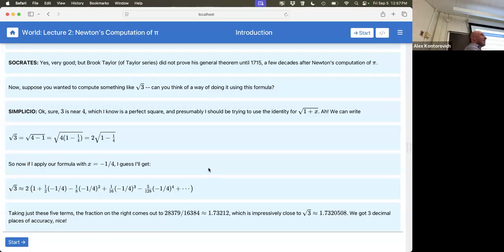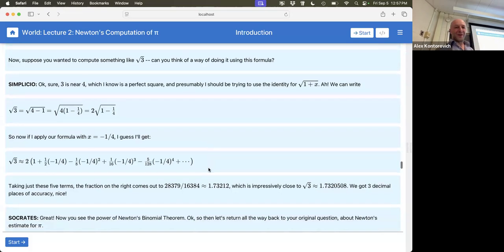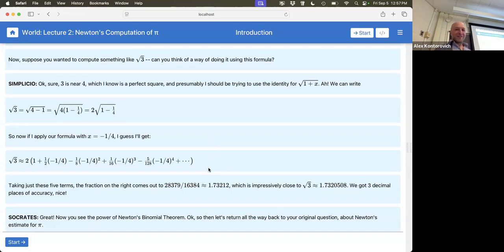If you're in 1666, you don't reach for your TI-82 and check that your answer is pretty close, right? Newton's doing this by hand, working it out, and he sees, hey, that's really good accuracy. I like this formula. I can work out square roots really efficiently by pegging them to square roots that I already know. Okay, Socrates says, great. Now you're seeing the power of Newton's binomial theorem.